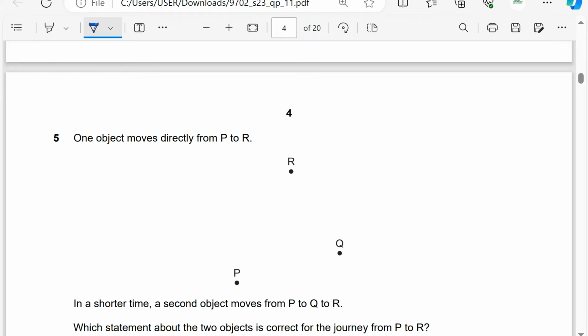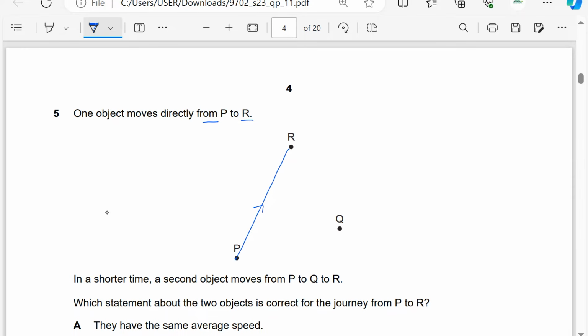And one object moves directly from P to R. So that means the object moves following this path. This is one object, P to R. So the time is not the same. Let's say the time here is T1, following P to R.